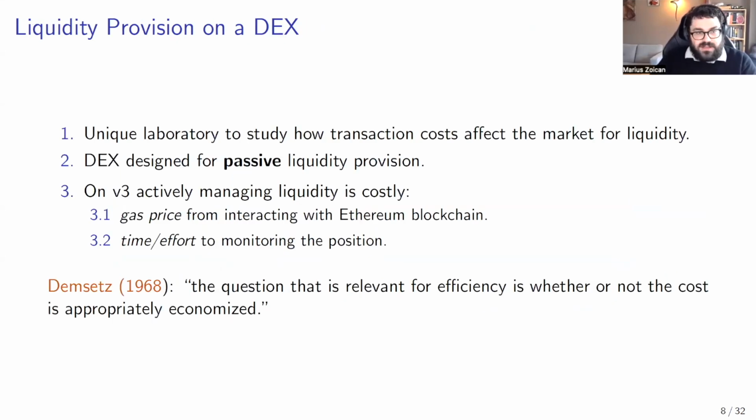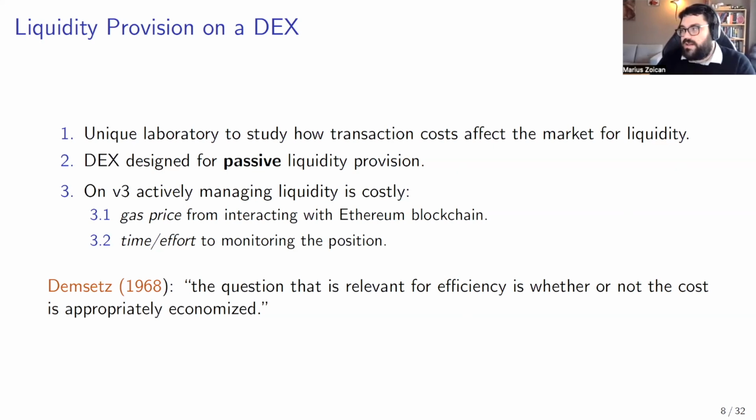Now, why do we get excited about LPs on a decentralized exchange in the first place? First of all, it's a very good laboratory to study how liquidity is priced, because everybody who mints liquidity actually wants to provide liquidity, as opposed to very complex strategies that might or might not involve limit orders in traditional markets. And importantly, they're designed to be passive, or at least in the context of V2, liquidity provision was designed to be fully passive, which opens up the space for non-professional liquidity providers, right?